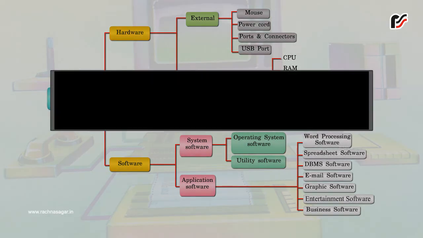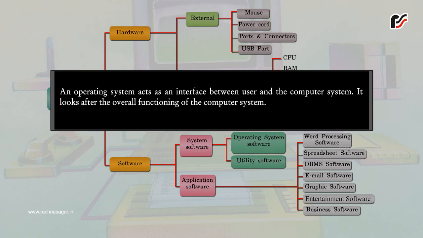Operating system software. An operating system acts as an interface between the user and the computer system. It looks after the overall functioning of the computer system.